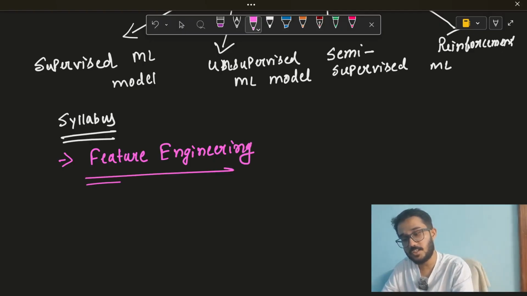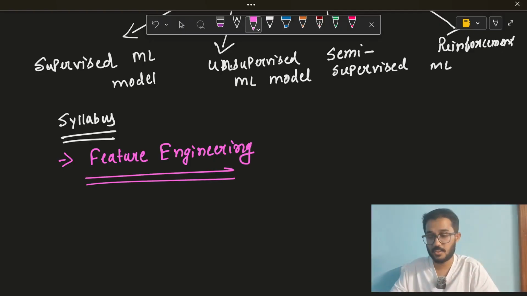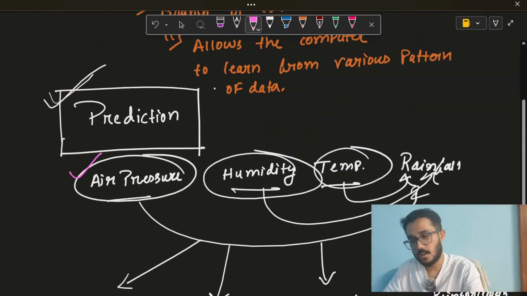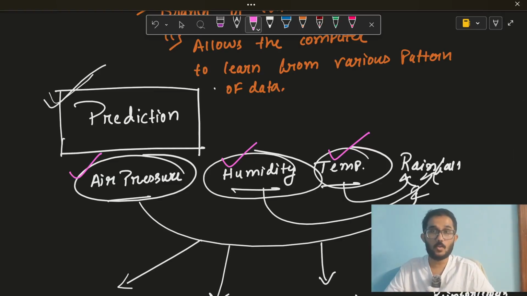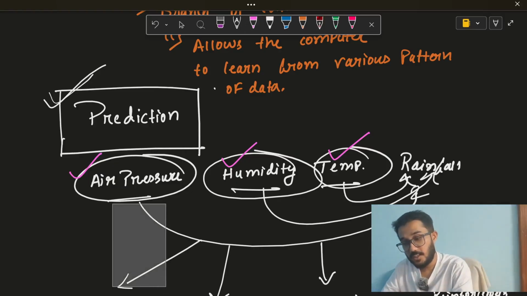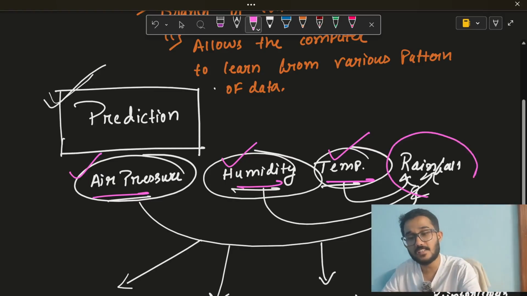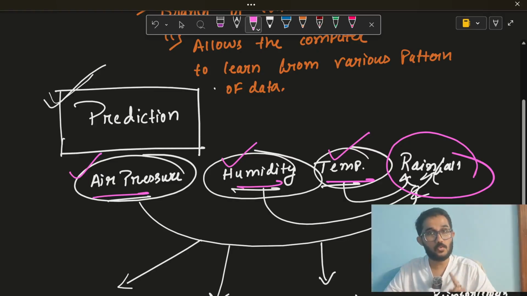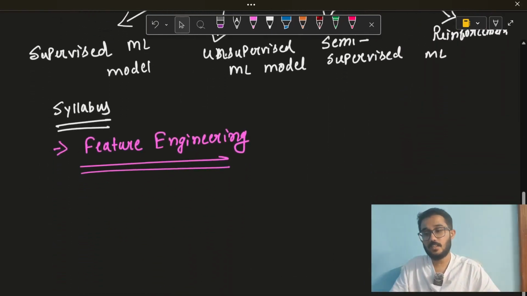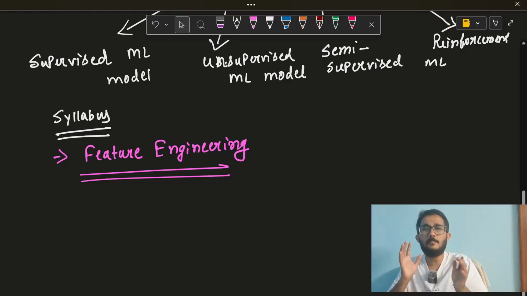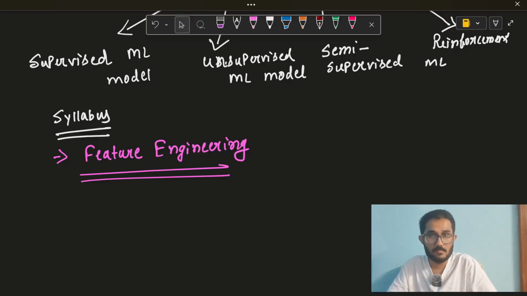Okay. What is feature engineering? First of all, what are features? Features are this air pressure, this humidity, this temperature. These three are the features, or you can say the column names, or the parameters, based on which we are predicting some value. So what is feature engineering? We will do some modifications, some changes on the parameters, on the values of the parameters. What type of changes?